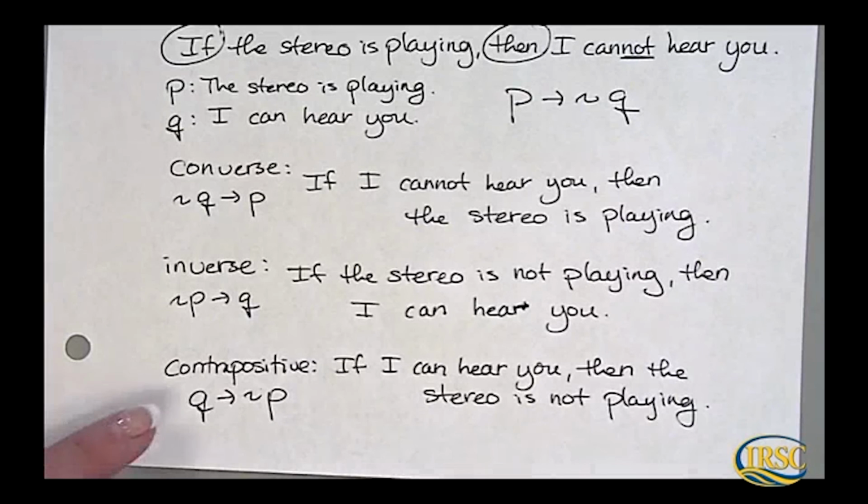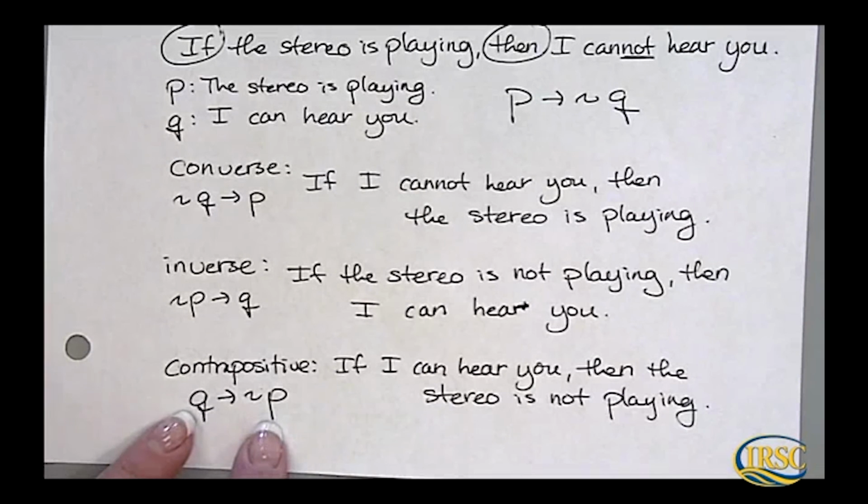Well, the rules refer to the original. What you're going to do to the original. Yeah, if P, then not Q is the original. So you're supposed to reverse it and negate both sides, which is what we did here.